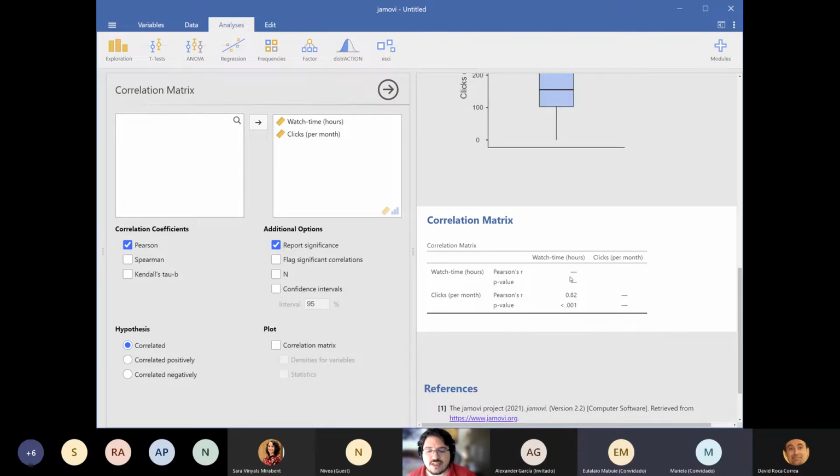This matrix is kind of pointless in this situation. We only need these 2 values because we only have 2 variables. The output of this most basic correlation analysis is 2 numbers. One is the Pearson's R, or correlation coefficient, and the other one is the p-value.